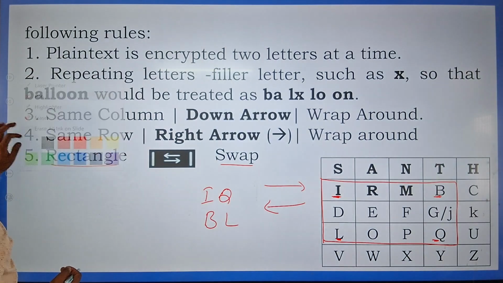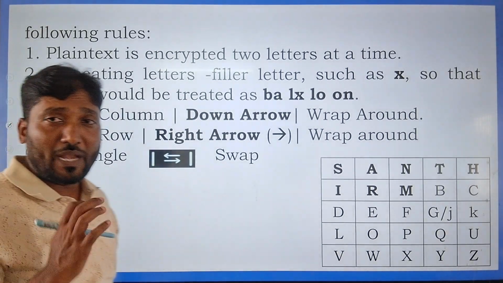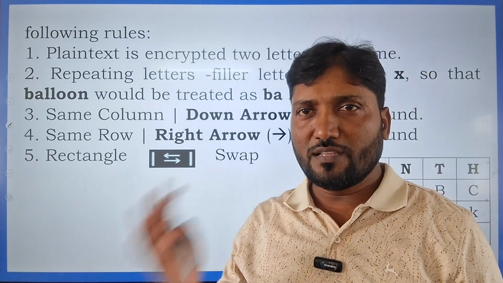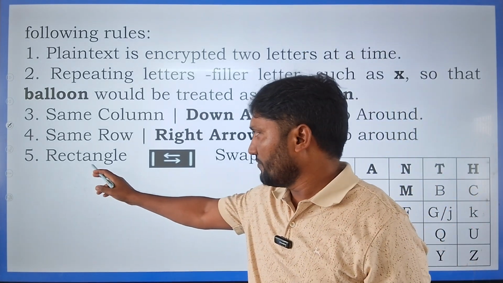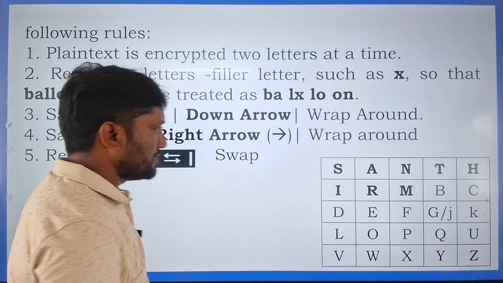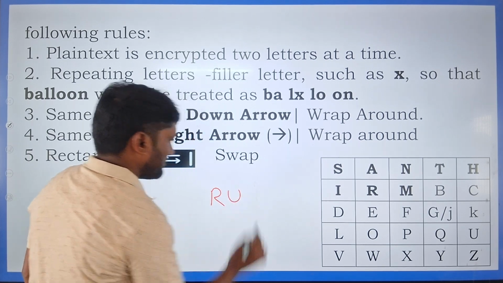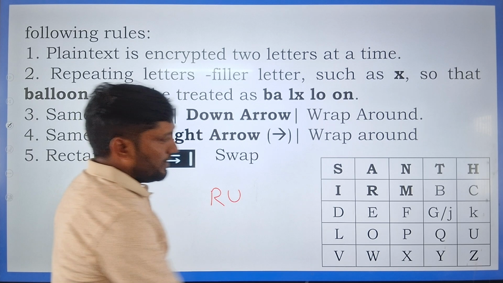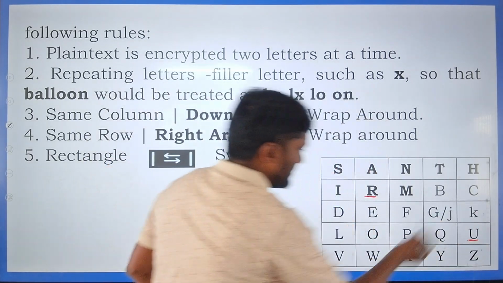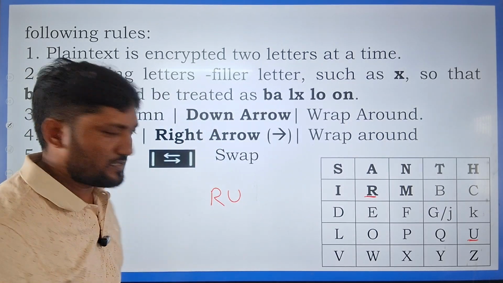Okay, take one more simple example to understand clearly what is the fifth rule. If the plain text letters are not in the same row and not in the same column, then we must form a rectangle and then take the swapping letters. One more simple example: R and U. R is in the second row and second column. U is in the last column in the fourth row. Both are not in the same row and not in the same column.